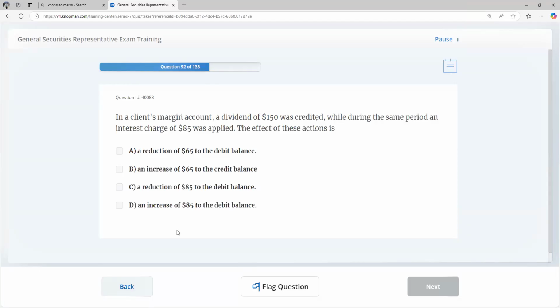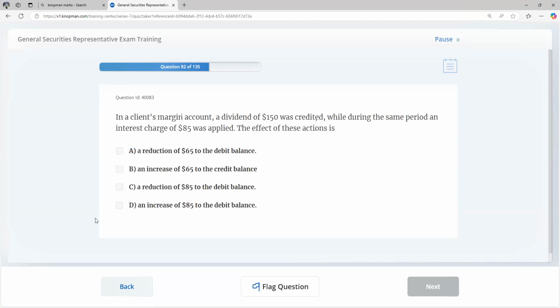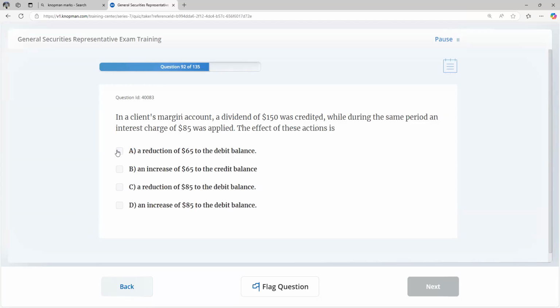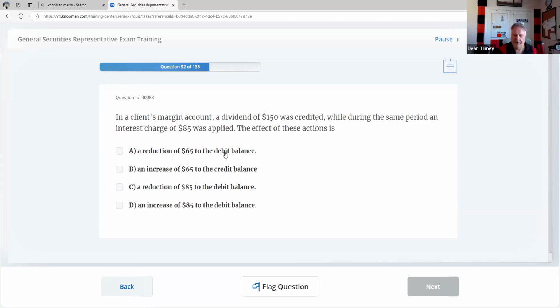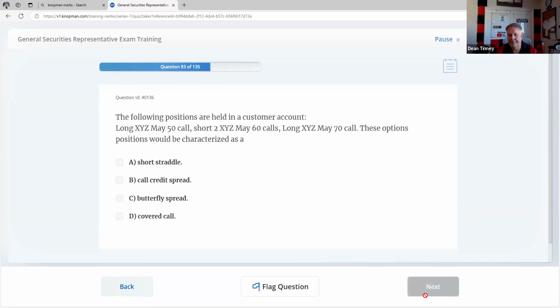So they're saying an interest charge of 85. Is that going to be an increase? Well, if you got $150 coming in, I'm going to pay down what you owe the firm. And then interest, you owe the firm $85, so a reduction to the debit balance of 85. Well, if we net 150 came in, oh, well, minus 85. Mark me wrong. Mark me C. Yeah, right. That's a tough one.